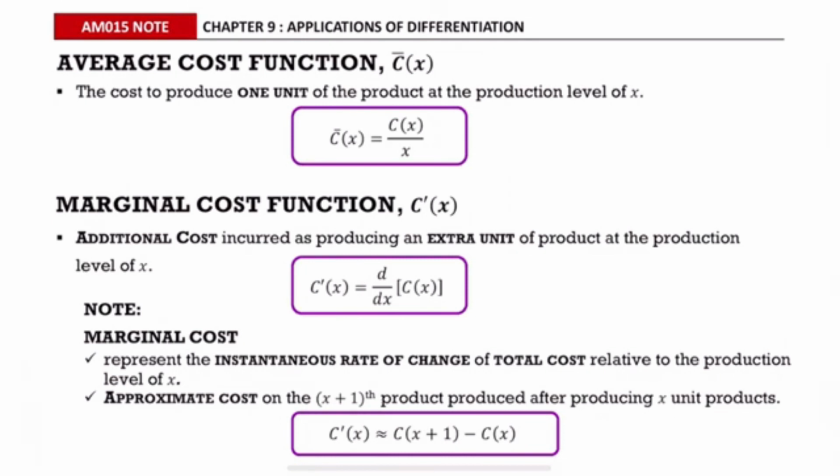It is the additional cost incurred as producing an extra unit of product at the production level of x. Marginal cost function is equal to the differentiation of cost function. Marginal cost represents the instantaneous rate of change of total cost relative to the production level of x. It approximates the cost of the x plus 1 product produced after producing x unit products, or simply approximates C of x plus 1 minus C of x.